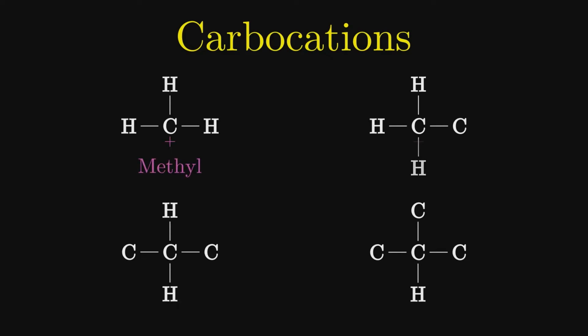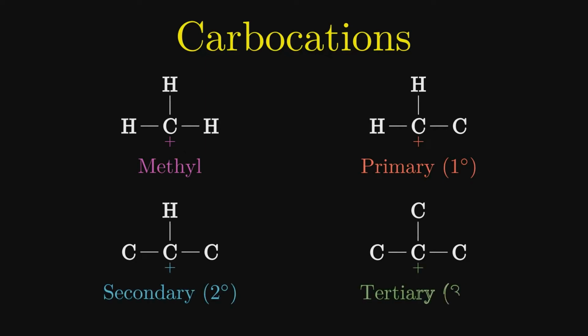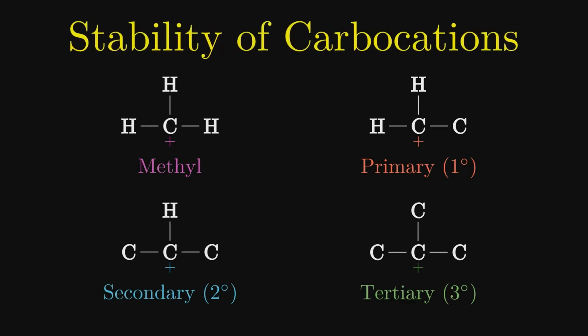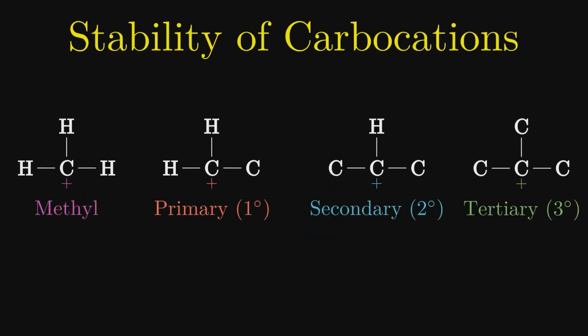If you watch any of the other organic reaction videos, you'll know two things about them. First, carbocations are called methyl, primary, secondary, and tertiary. Also, stability increases from methyl up to tertiary. The more stable the carbocation, the more likely it is to form, actually reach the detector, and be measured.